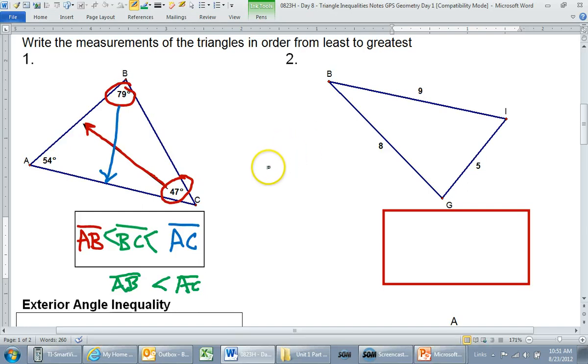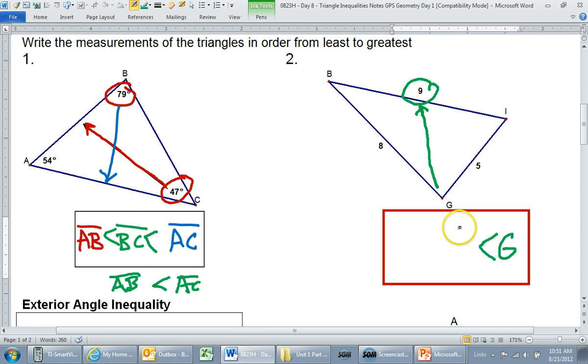Okay, let's look at number 2. Matthew, what's the biggest side? BI. That's the biggest side. So Matthew, what's the biggest angle then? G. That means G must be the biggest angle. So I will put that all the way to the right. G is the biggest angle.